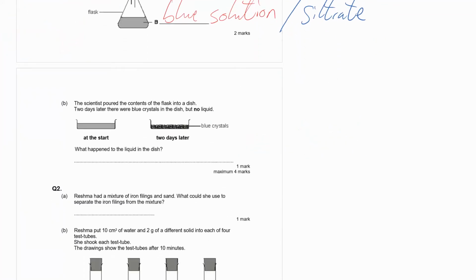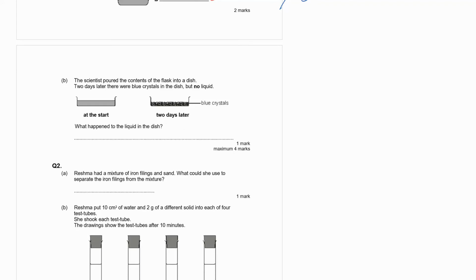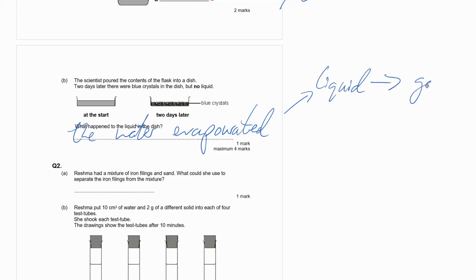Next question, what happened to the liquid in the dish? So the liquid, or the water, evaporated. Now you should remember, evaporation is when we turn from a liquid to a gas. Liquid to a gas.